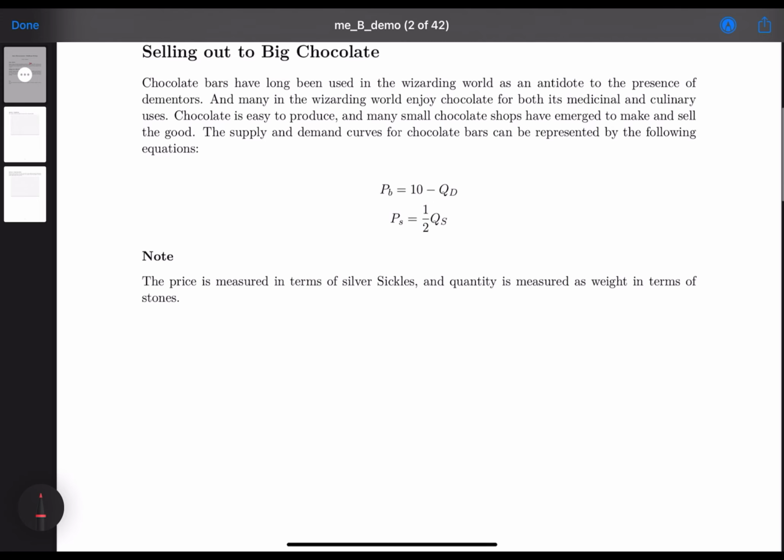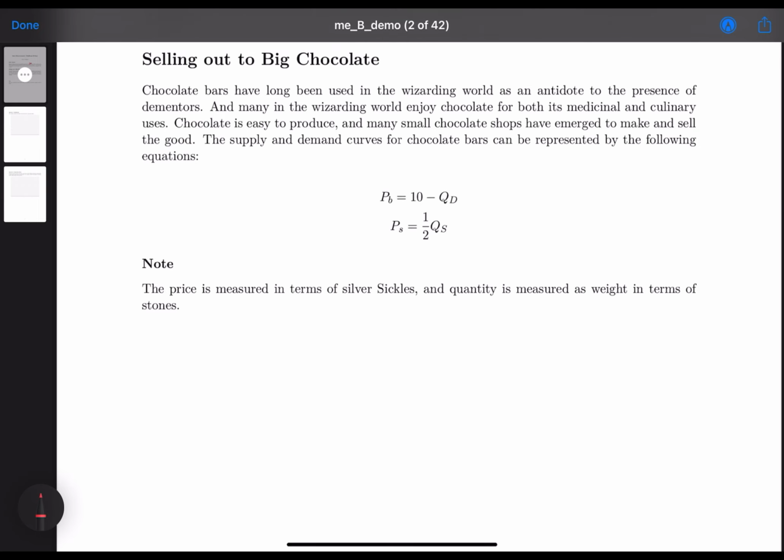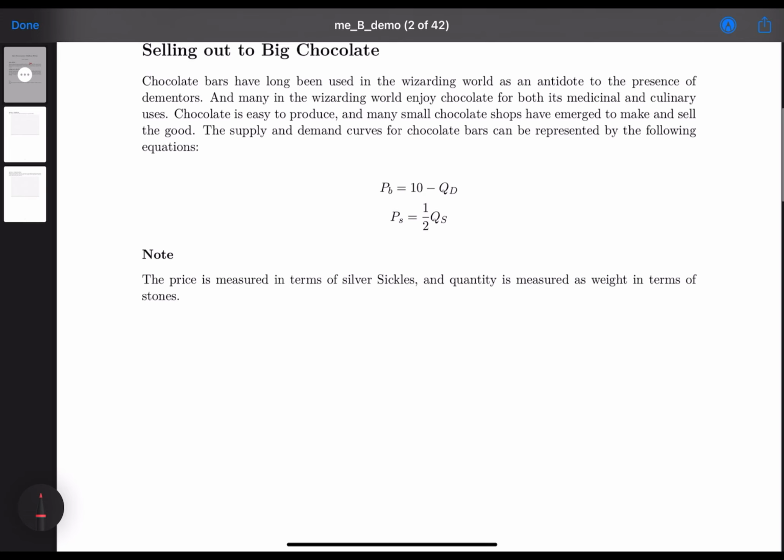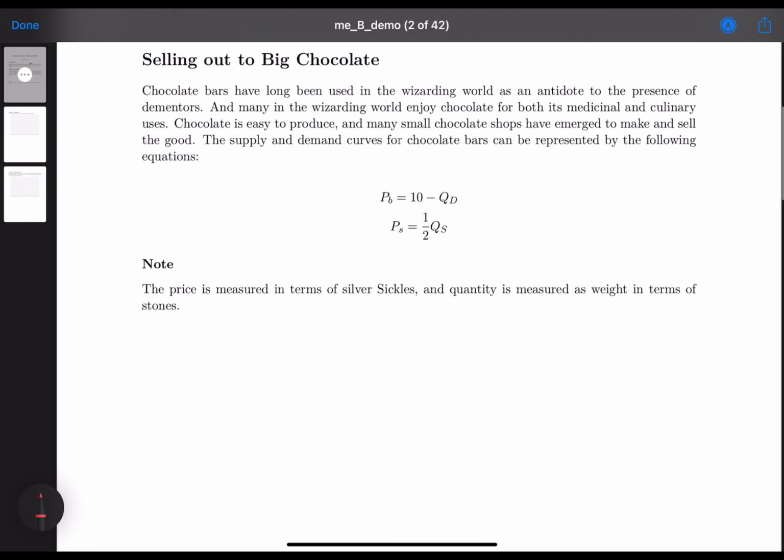Okay, so let's just get into this question. This is called selling out to big chocolate. Chocolate bars are used very widely in the wizarding world. Like Dementors, we can keep them away with chocolate bars. And so they're both useful and they have culinary uses as well.